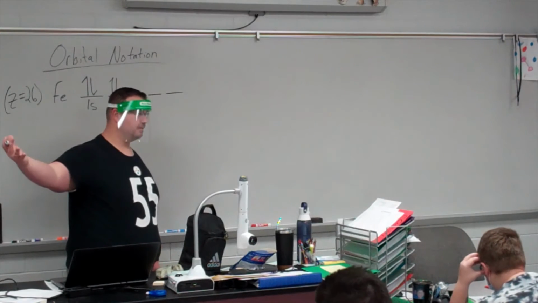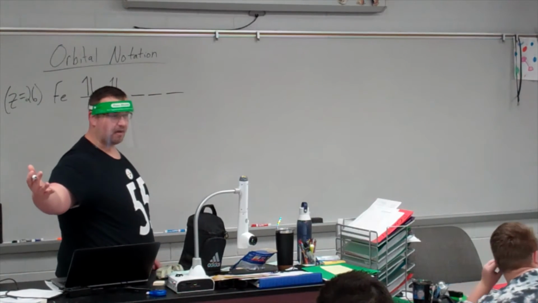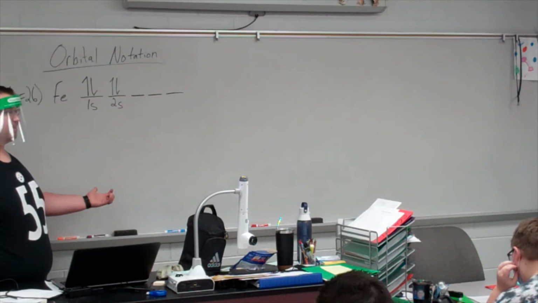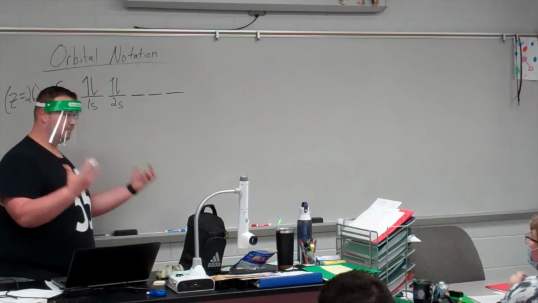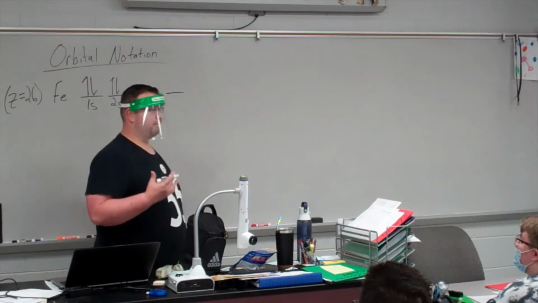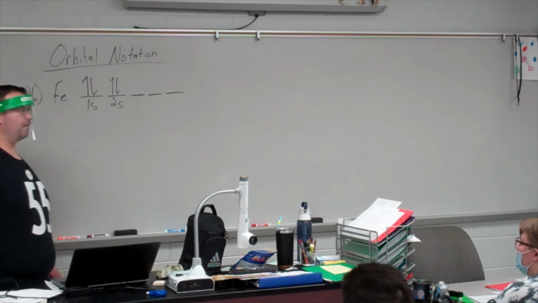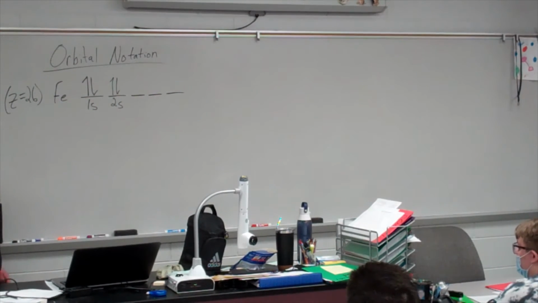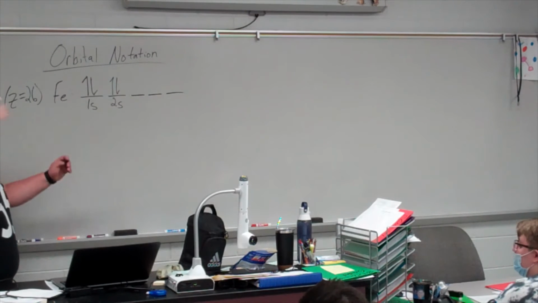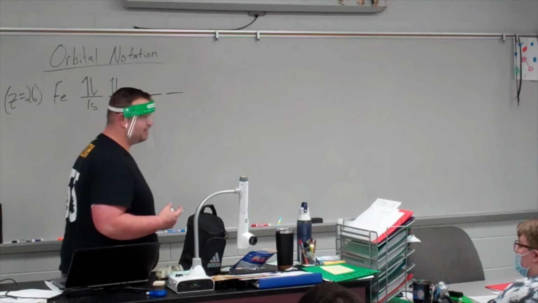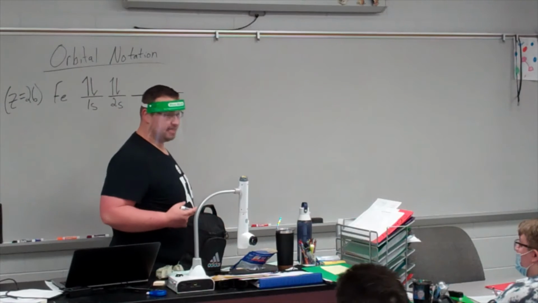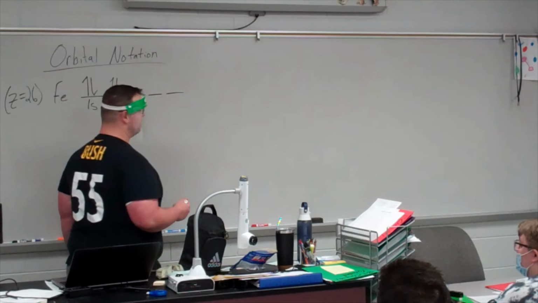Go to the D block. How many columns in the D block? There's 10. Divide by 2, you get 5. 5 underscores. F block, how many columns? 14. Divide by 2, you get? You will destroy the SAT. Your math skills are very strong.